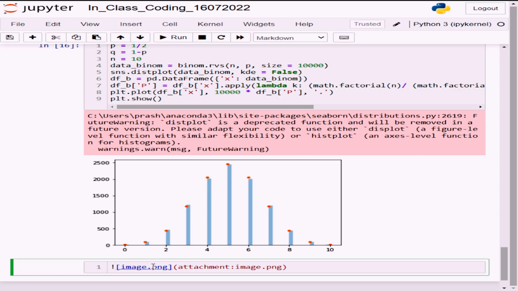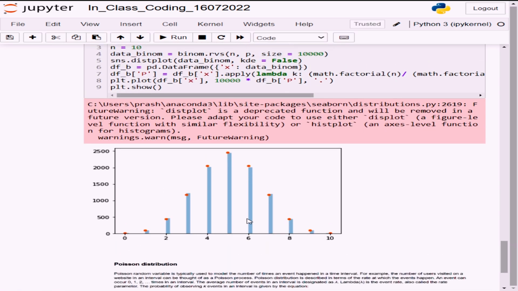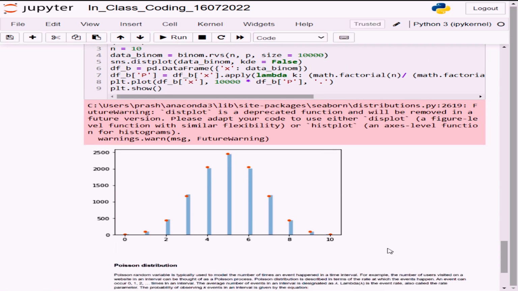So, sir, the basic difference between normal and binomial is that normal is mainly a continuous variable, whereas binomial is discrete. Both have an equal number of values on the left and right-hand side. It's just that one is discrete and the other is continuous.